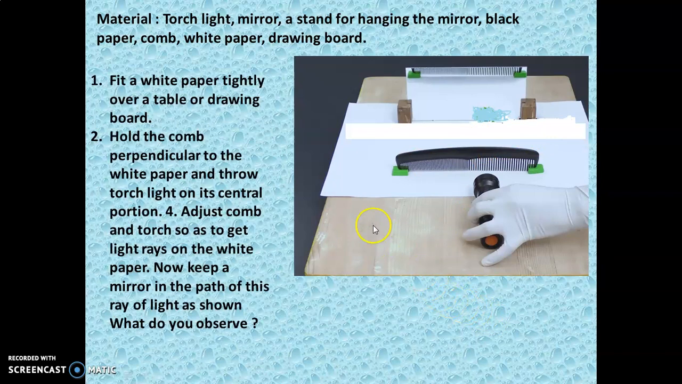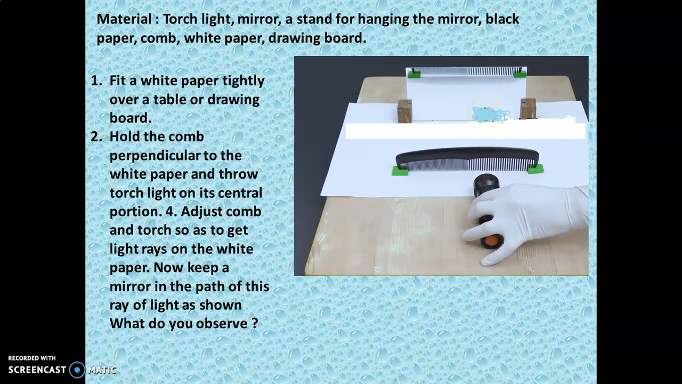Now let's see what is the procedure. First, fit a white paper tightly over a table or a drawing board. This is the white paper that is fitted on a drawing board. Hold the comb perpendicular to the white paper. This is the comb that I have taken. I have held it perpendicular. Perpendicular means 90 degrees, that is upright. And throw torch light on its central position. So this is a torch light and the torch light is thrown from the central position.